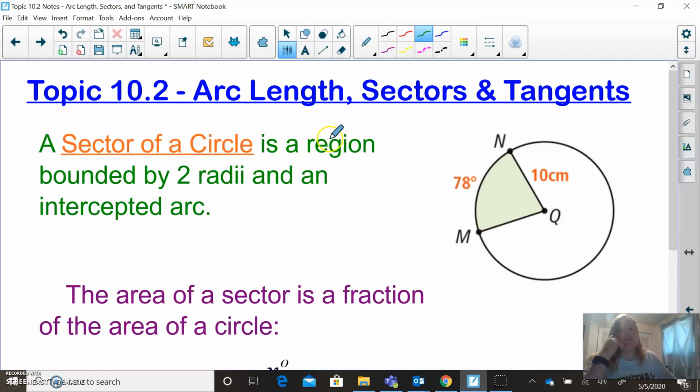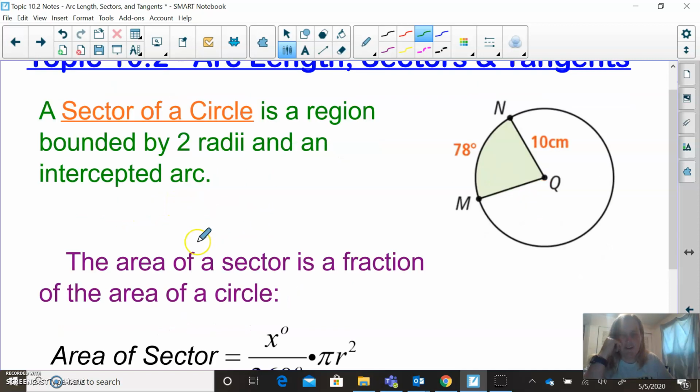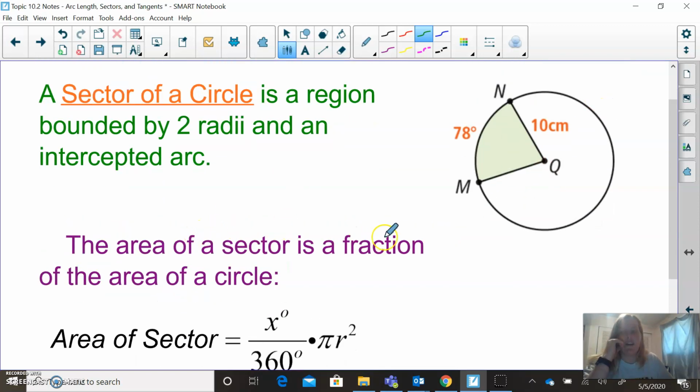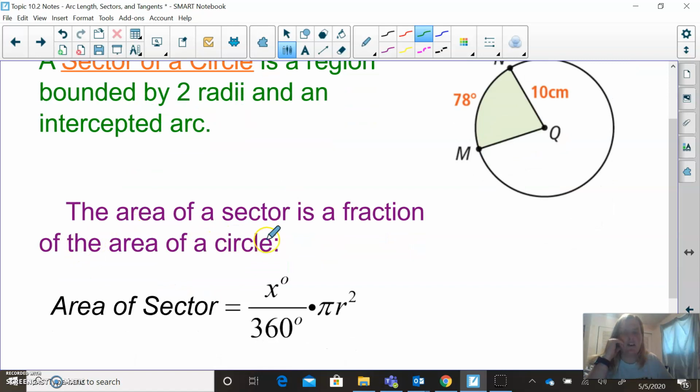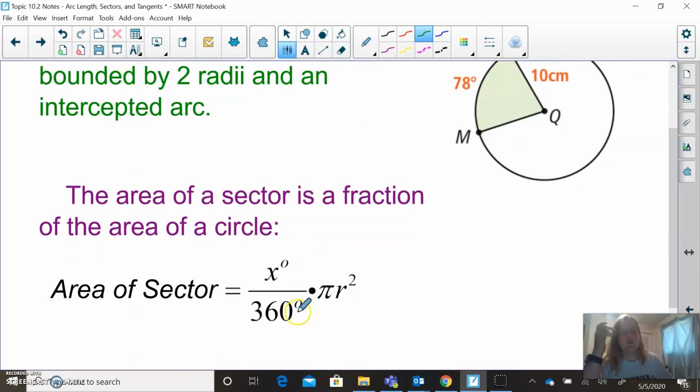Now we're going to say a sector of a circle is a region bounded by two radii and an intercepted arc. So, the area of a sector is a fraction of the area of a circle. So, area of a sector, okay? This is like when you take a piece of your pizza, it's the entire piece. We want to find how much area we took out, for each slice. So, one slice of pizza is a sector.